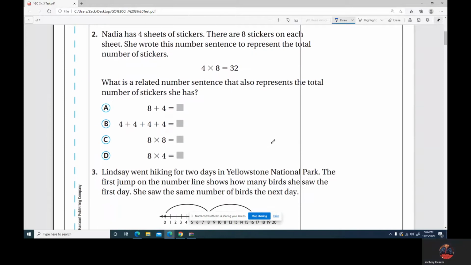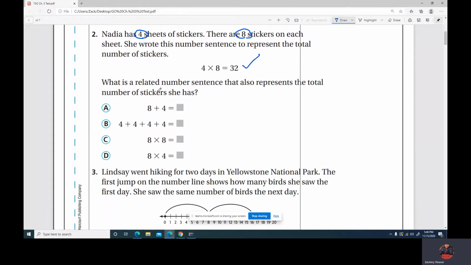Number 2, Nadia has 4 sheets of stickers. There are 8 stickers on each sheet. She wrote this number sentence down to represent the total number of stickers. So she has 4 sheets, like 4 sheets of paper with 8 on each sheet. So 4 times 8 equals 32. That is the correct multiplication sentence.